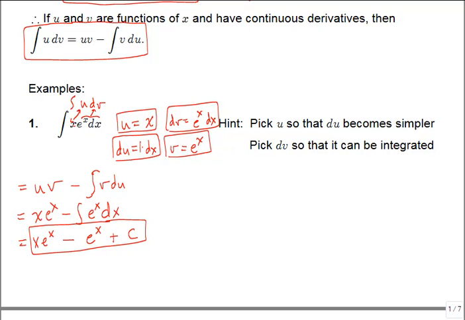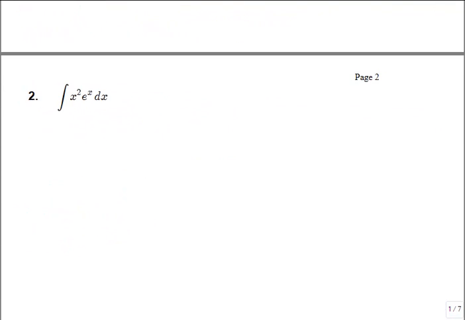Okay, so let's go ahead and try another example. Very similar to the last one, but this time I'm bumping up that power on our x. So now it's an x squared. So this is the integral of x squared e to the x. Now remember again that this is going to be your u dv. So part of this is our u and part of this is our dv. So we need to assign u to be something and dv to be something. You want to try to pick your u so that when you take its derivative, it gets simpler.